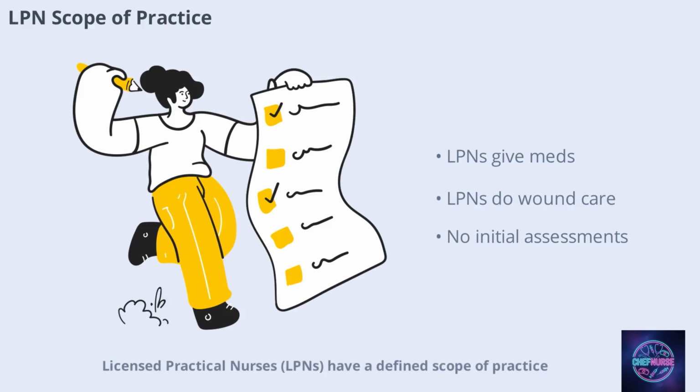Licensed practical nurses, LPNs, have a defined scope of practice. They can administer medications, perform wound care, and monitor stable patients. However, they cannot perform initial assessments or handle unstable patients. On the NCLEX, delegate tasks like routine medication administration or dressing changes to LPNs, but keep critical thinking and complex care with the RN. Understanding these boundaries helps you answer delegation questions correctly.